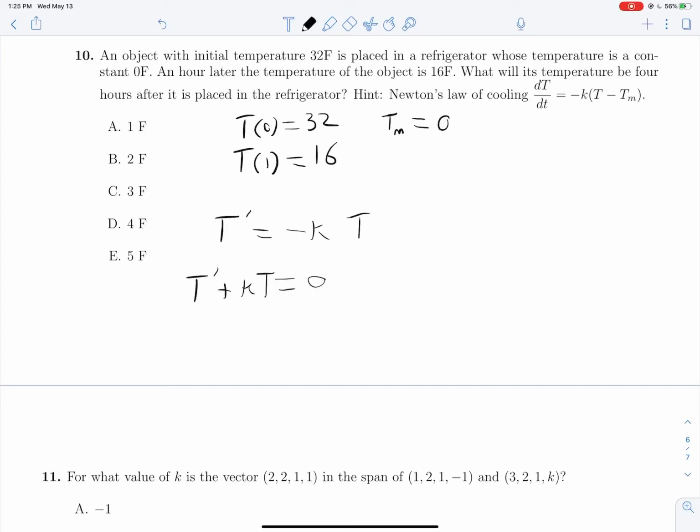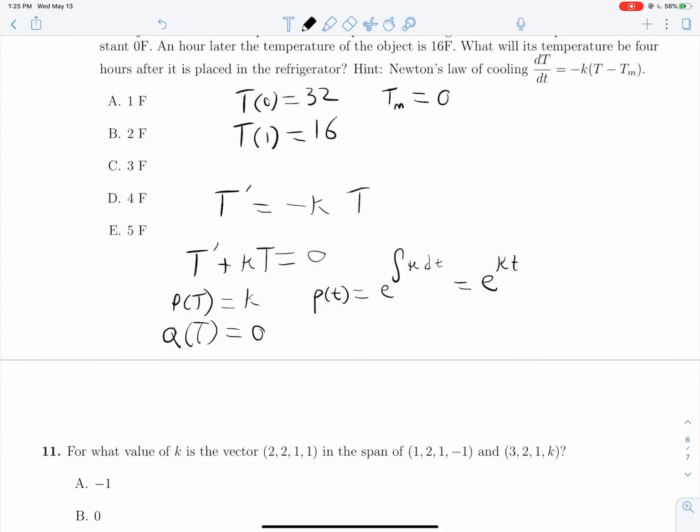We can call our p of t term k and our q of t term 0, and just apply the integrating factor where rho of t is equal to e to the integral of p of t, that's just k dt. We get e to the kt.